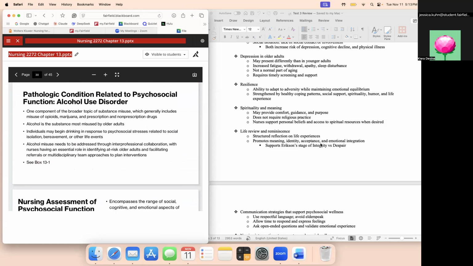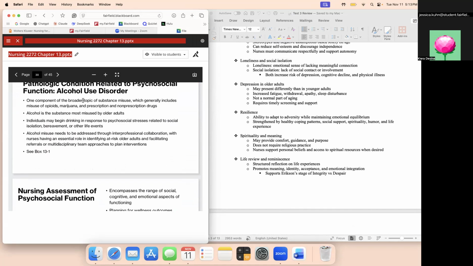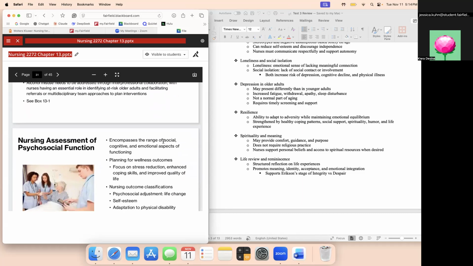Seems important. I'm not going to go too deep into this, but alcohol is the most misused substance in older adults. They might begin drinking due to psychosocial stressors, and then it becomes part of their everyday. Alcohol misuse needs to be addressed through interprofessional collaboration, with nurses having an essential role in identifying at-risk older adults and facilitating referrals or multidisciplinary approaches. As is the answer for everything. So she does reference this box a couple times. I would definitely take a look at it.